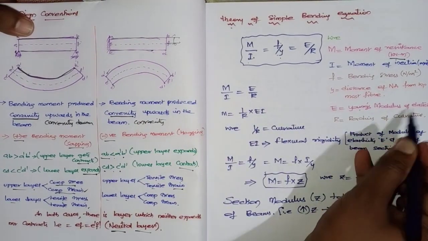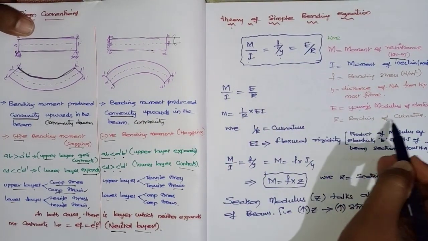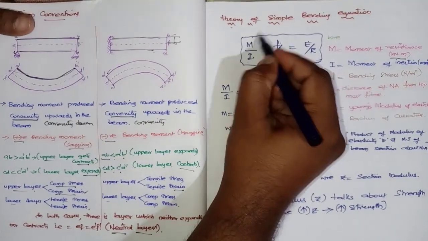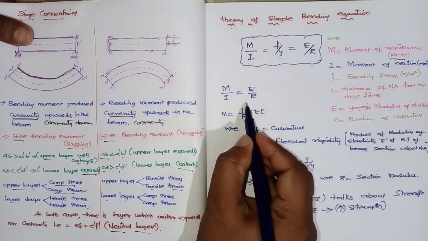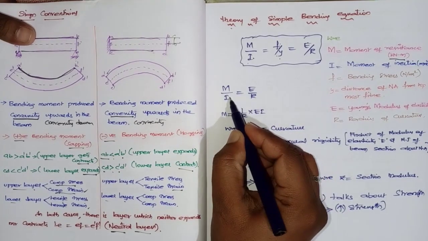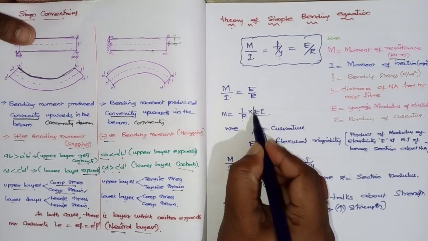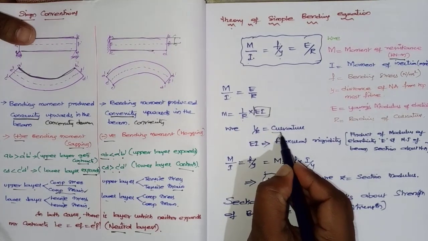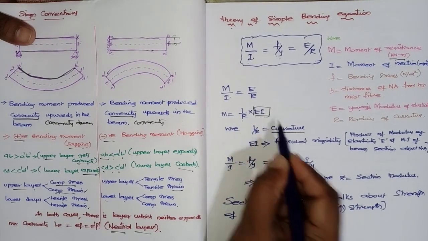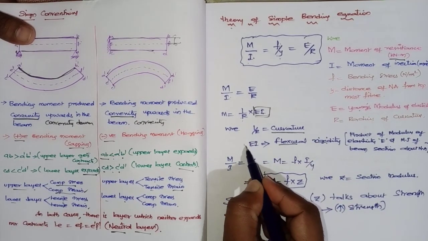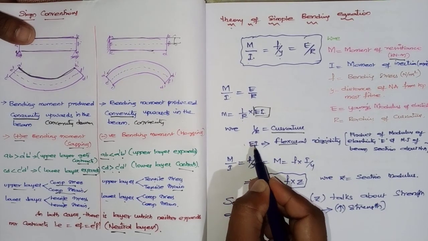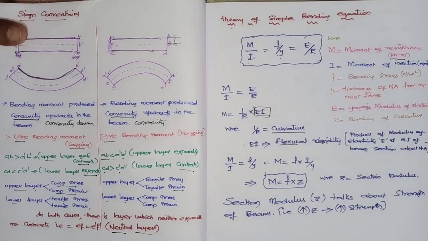Next, Young's modulus of elasticity E, and R is nothing but the radius of curvature. Now if I take M by I equals E by R, from that M equals 1 by R into EI. What is this 1 by R? It is nothing but curvature. What is this EI? Flexural rigidity, which means it is the product of modulus of elasticity and moment of inertia of the beam section about the neutral axis.